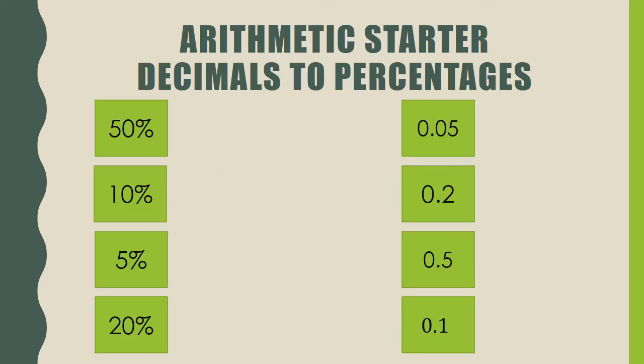For our starter today, we're going to be looking at converting from decimals to percentages. We know that to convert from decimals to percentages, or from percentages to decimals, we're multiplying or dividing by 100. So if we're trying to get from 50% to a decimal, we divide by 100 and 50% becomes a decimal number. I'd like you then to pause the video here and try to match up the percentages to the decimals.